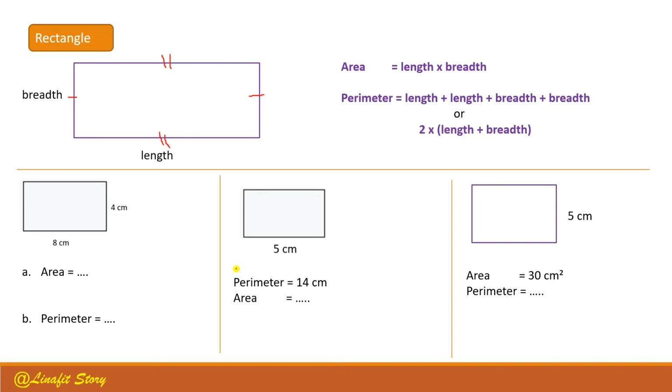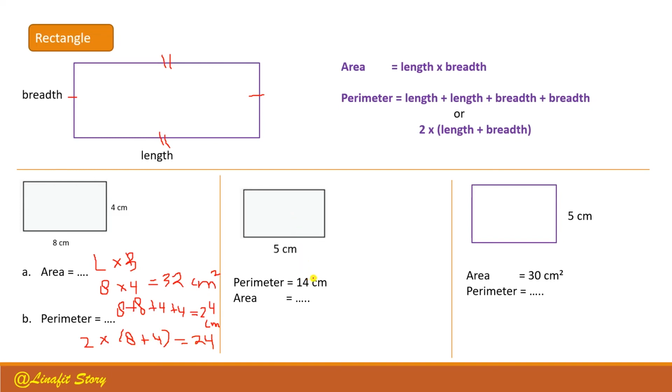Here's the example, how to find the area. The area is equal to length times breadth. The length is 8 and the breadth is 4. So 8 times 4 is equal to 32 square cm. Then to get the perimeter is 8 plus 8 plus 4 plus 4 is equal to 24 cm, or 2 times length plus breadth. 8 plus 4 is 12, so 12 times 2 is equal to 24 cm.